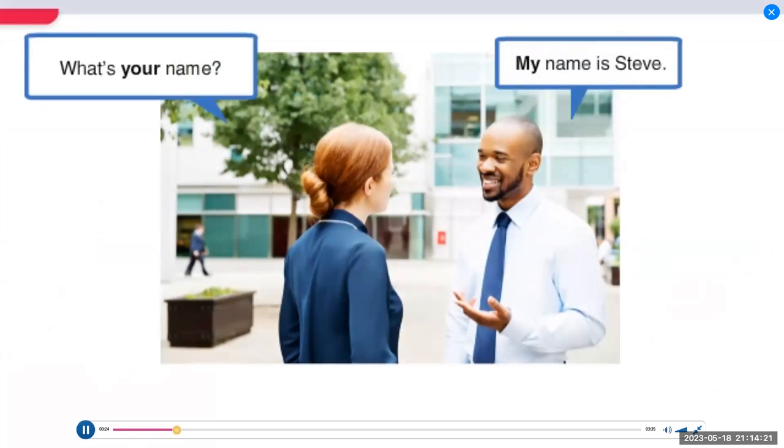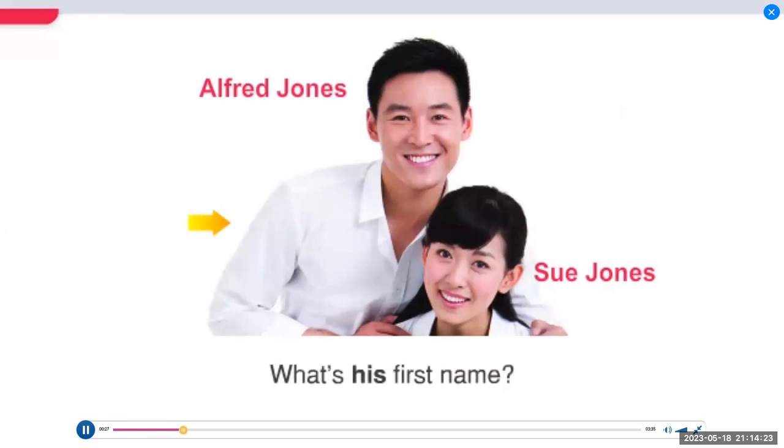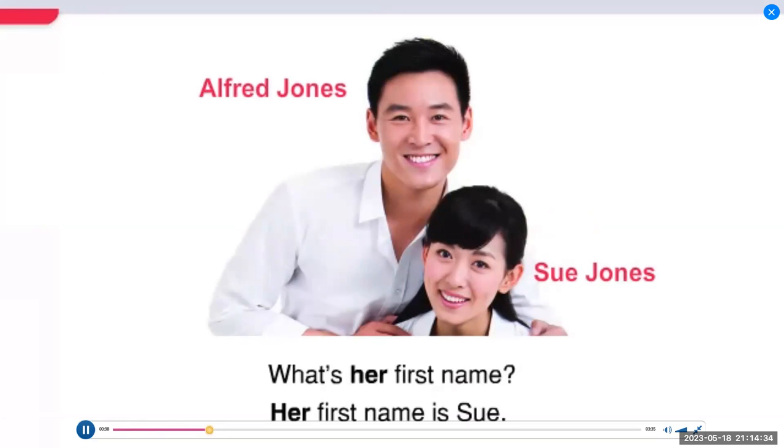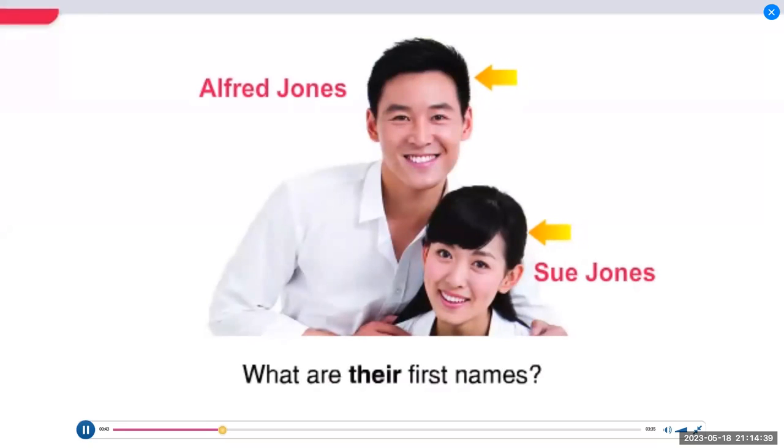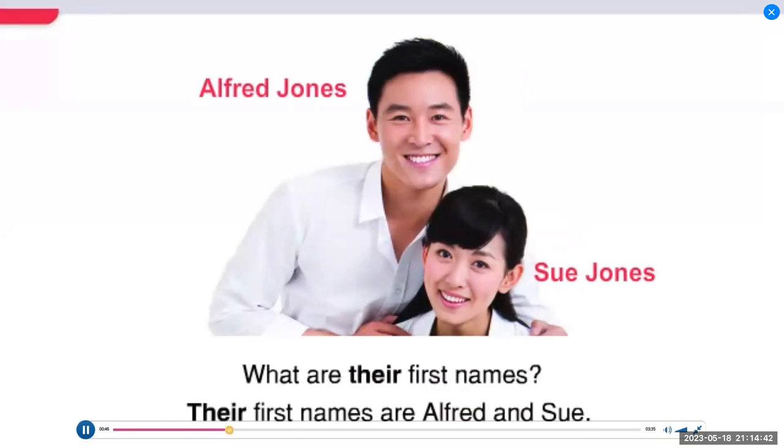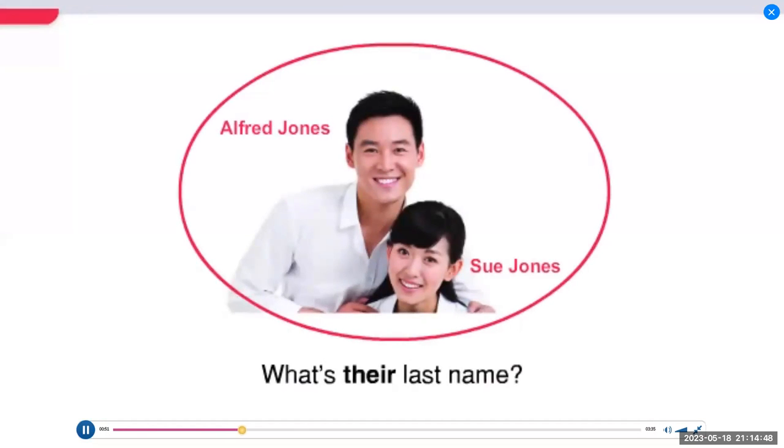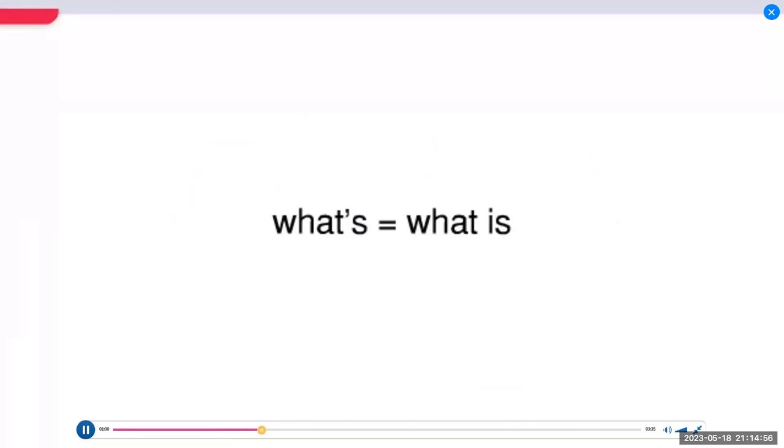What's your name? My name is Steve. What's his first name? His first name is Alfred. What's her first name? Her first name is Sue. What are their first names? Their first names are Alfred and Sue. What's their last name? Their last name is Jones. What's is short for what is.